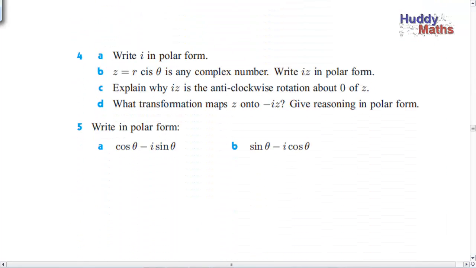Okay, let's go down and you can have a go. So here's 4 and 5. Pause the presentation and see how you go. I'm going to show you the answers now.